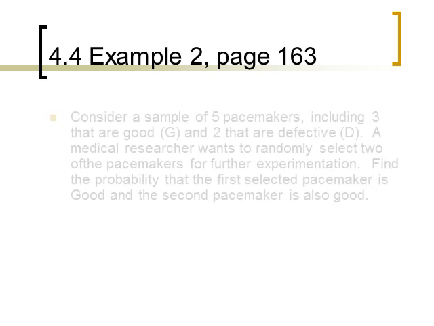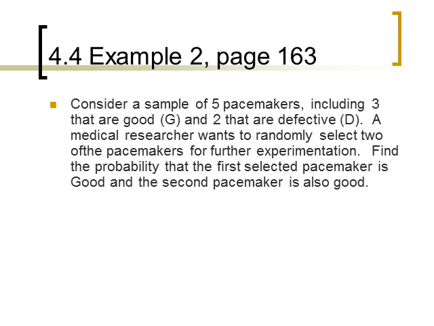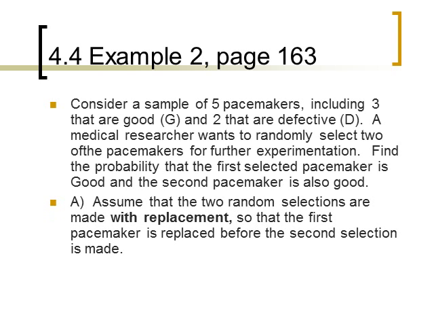Here's example 2 on page 163. Consider a sample of 5 pacemakers, including 3 that are good, G, and 2 that are defective, D. A medical researcher wants to randomly select 2 of the pacemakers for further experimentation. Find the probability that the first selected pacemaker is good and the second pacemaker is also good. So first we're going to work this out, and we're going to assume that the 2 random selections are made with replacement. With replacement means that when we select the first pacemaker, we actually put it back before we select the second. So when we put it back, the total will always be 5.